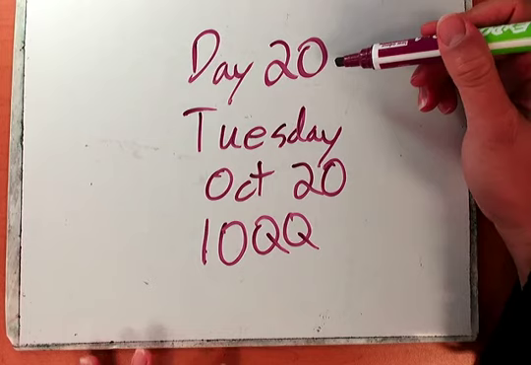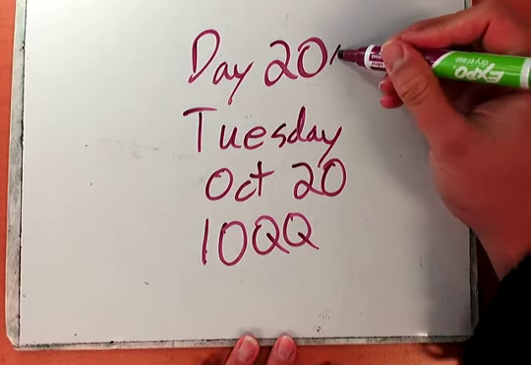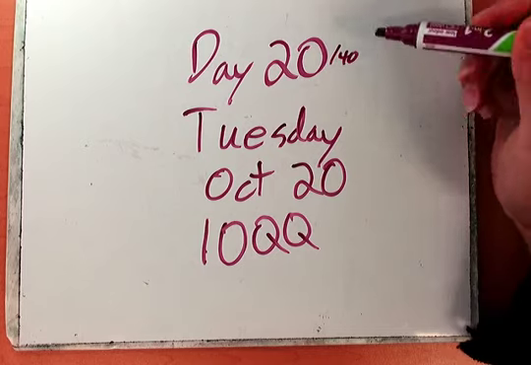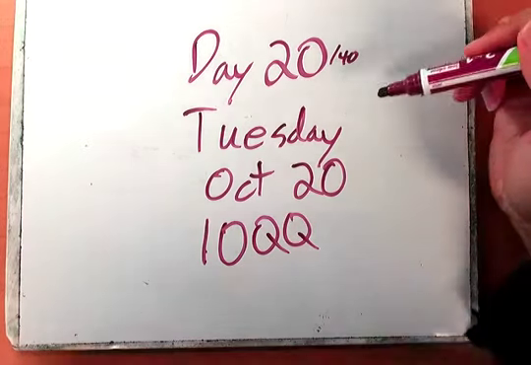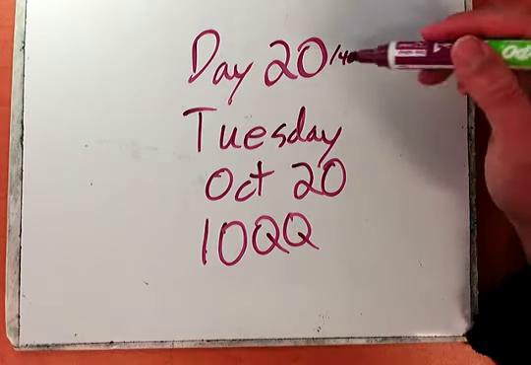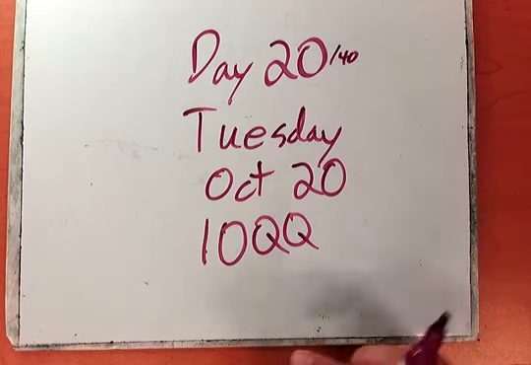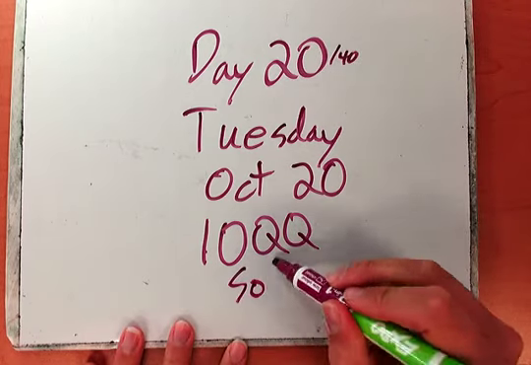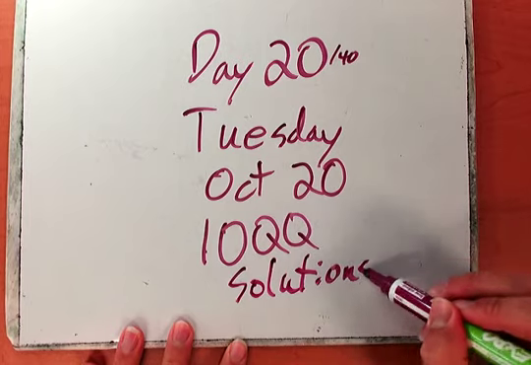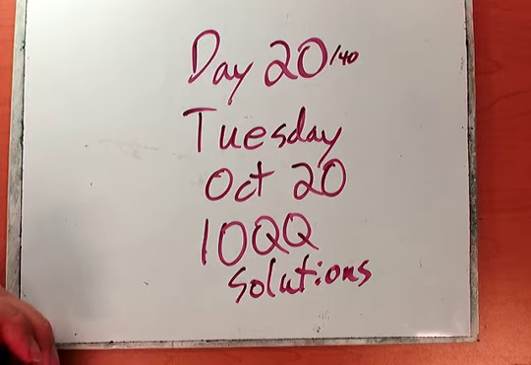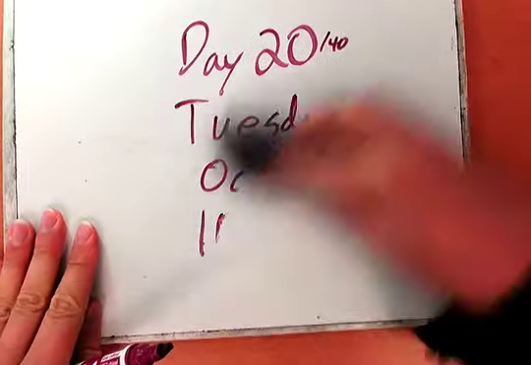This is day 20 of math class, and that's of 40. So we are halfway done. That's maybe scary to some of you, and maybe less scary to others. But we are halfway there. It's Tuesday, October 20th. This is the 10-question quiz solutions video. And this is the most recent one that we will use for a while here, probably the next 10 days. So let's get into things.